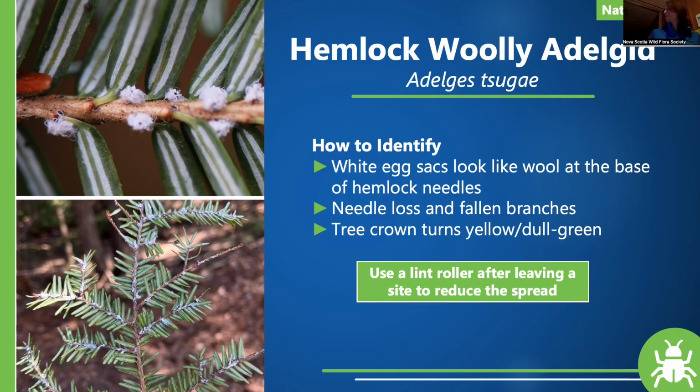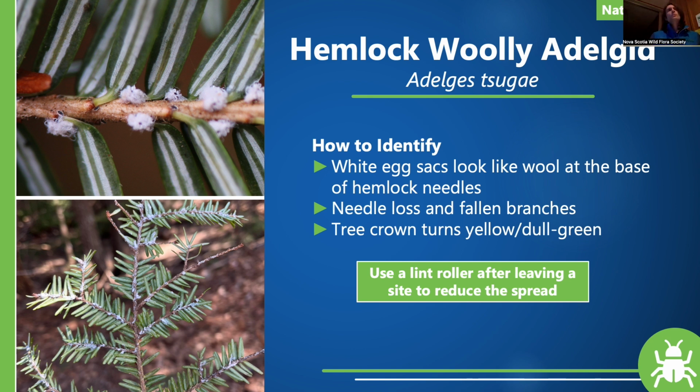So in terms of identification, the best way to identify this species is looking for those white egg sacs that look like wool at the base of hemlock needles. You can also look for needle loss, fallen branches, as well as the tree crown turning a yellow or dull coloration. But other things can also impact hemlocks in that way. So the best way to truly know if it is HWA is looking for those woolly egg sacs.